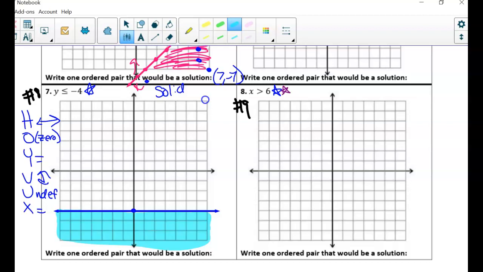For this one, what would be one point that would be a solution? You said 5, -5? Yeah. 1, 2, 3, 4, 5. Yes. Anyone else want to give a point that would be a solution? -5, -5. Yes.